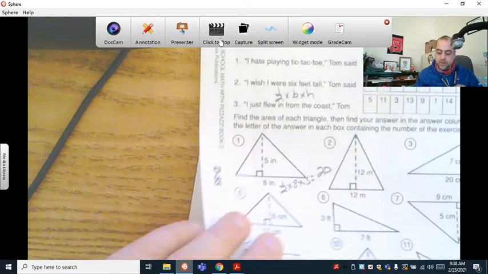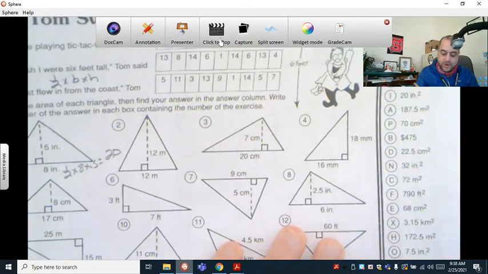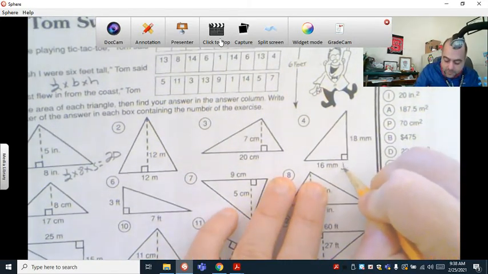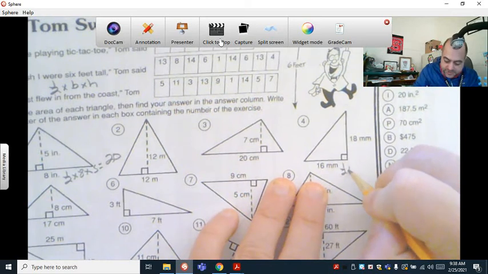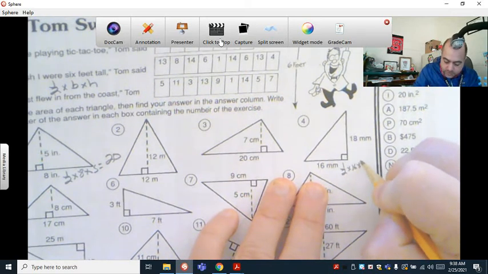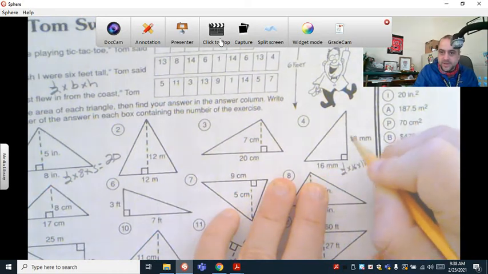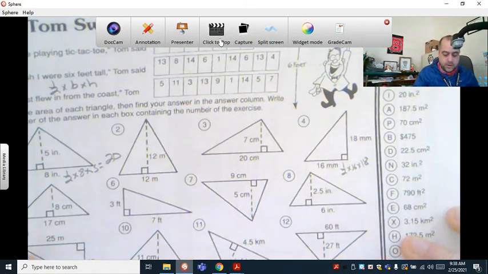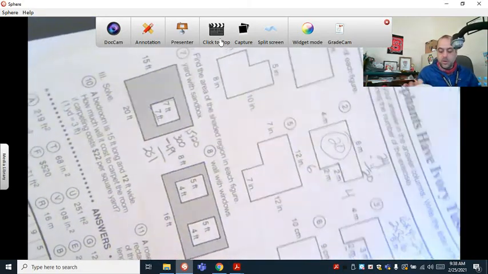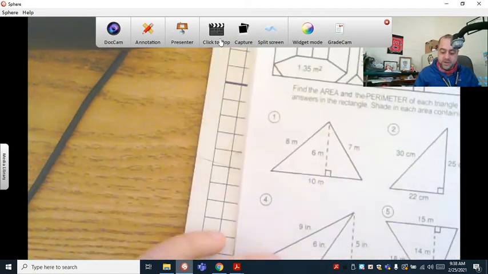Let's go over here. Let's do this right triangle. Half times base times height. So multiply half that times that, and you'll get your answer. All right? Pretty basic. This is stuff you've learned before.